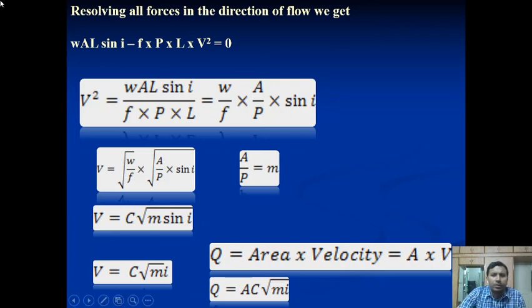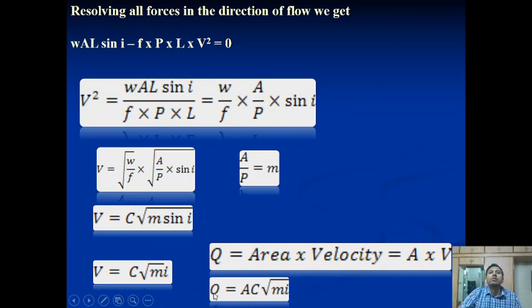But we know from the continuity equation, Q is equal to what, friends? Yes, Q is equal to area into velocity, so A into V, right? And this V we consider as C under root of m i. So Q we consider as A C under root of m i.